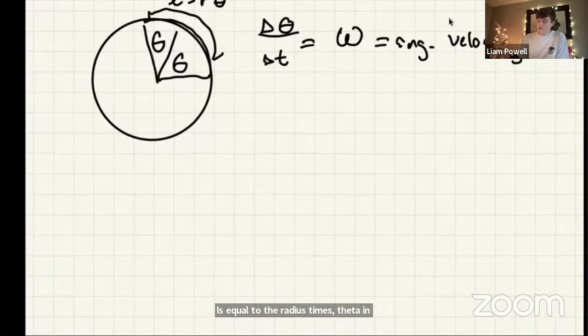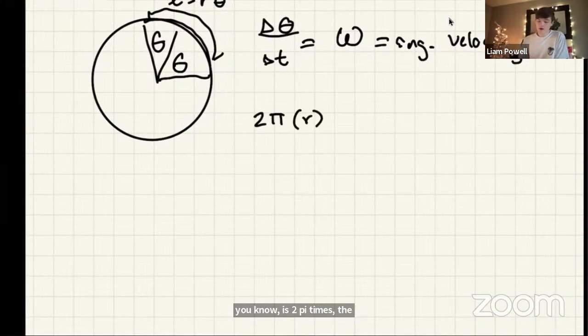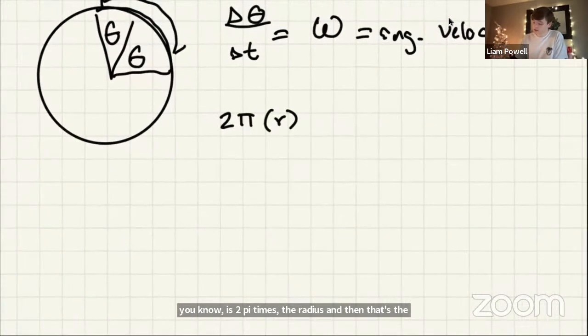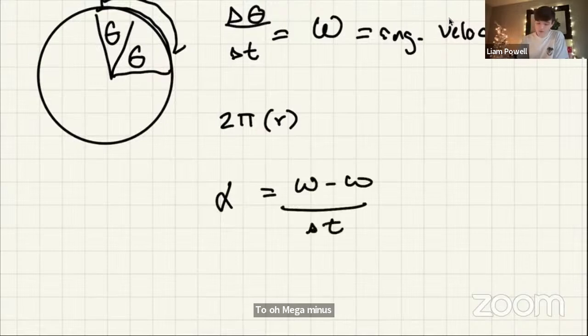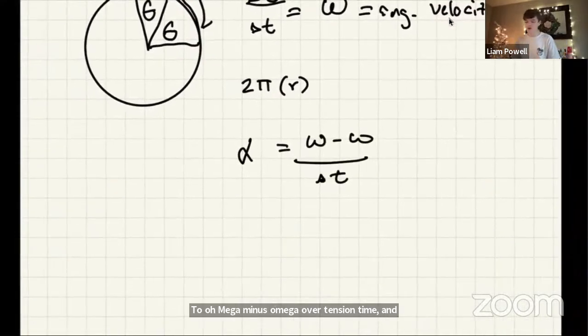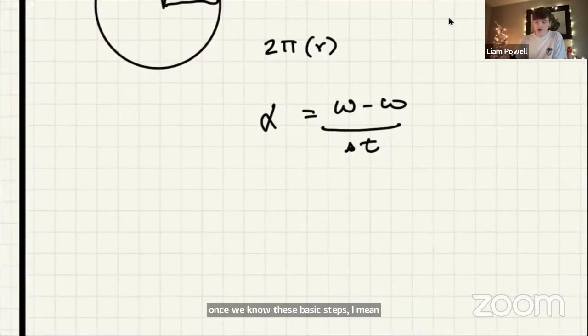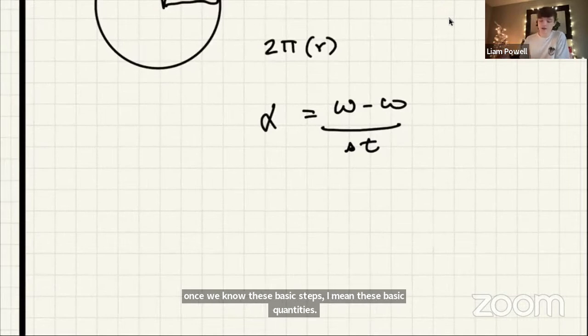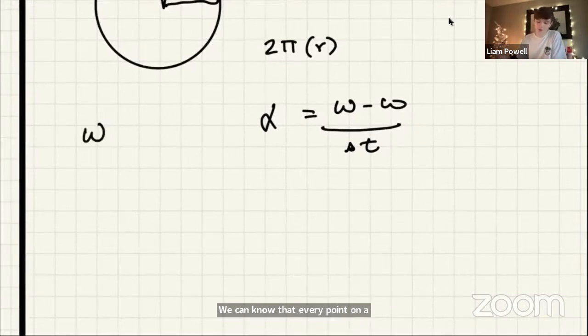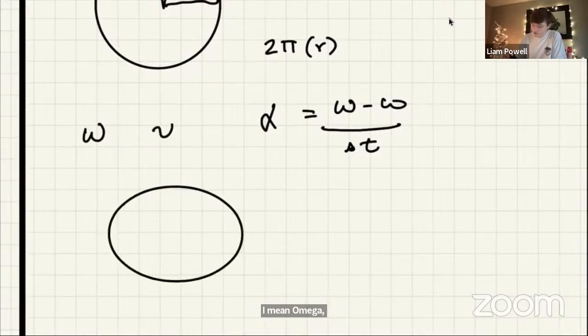And then a full circumference, as you know, is 2 pi times the radius. And then the angular acceleration, which is alpha, is equal to change in omega over change in time. Once we know these basic quantities, we can know that every point on a rotating body has an angular velocity, omega, and a tangential linear velocity, v. So when we look at this, let's draw a circle.